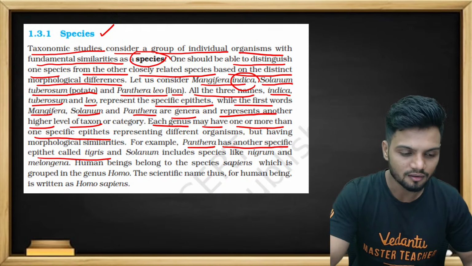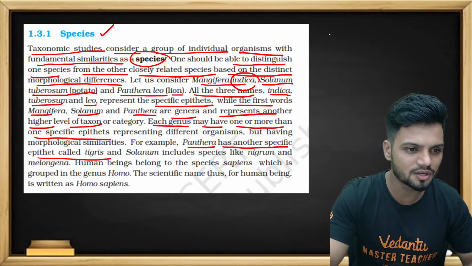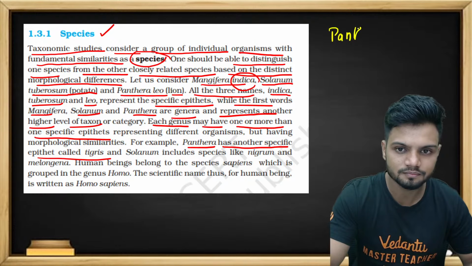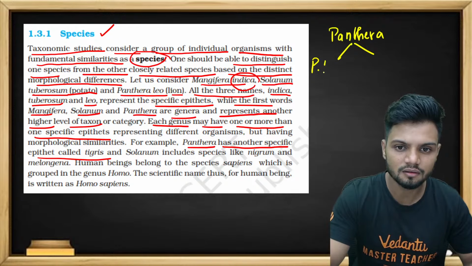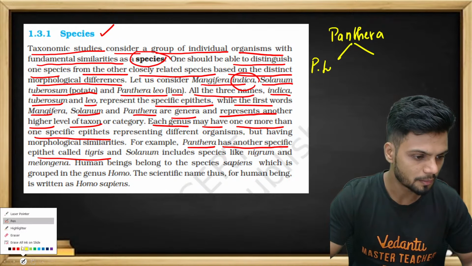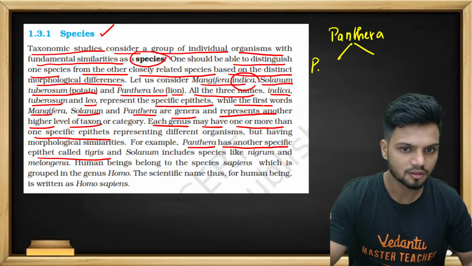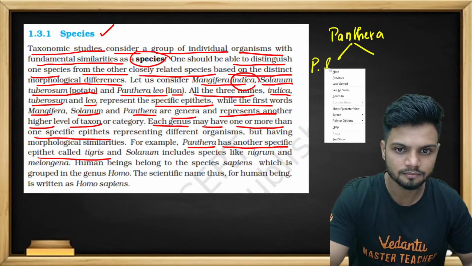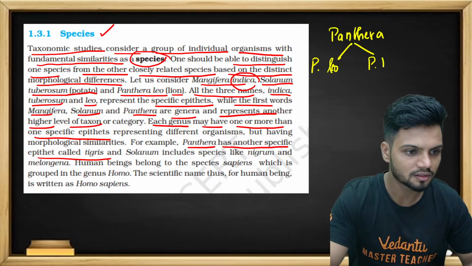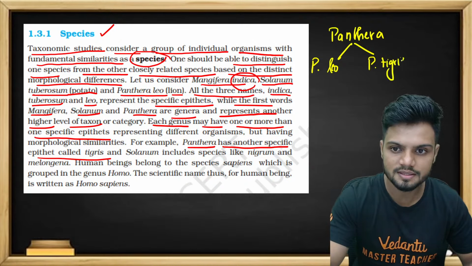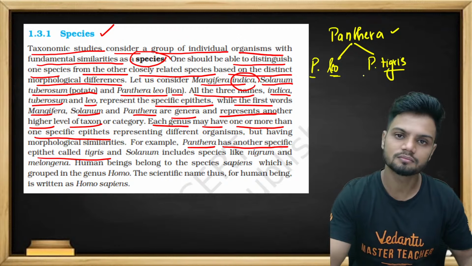So what do we have, students? Let me write here. What they are trying to tell you is, one genus can have more than one species. That's all. For example, the genus here is Panthera. This Panthera can have two species: Panthera leo and Panthera tigris. This is the genus, this is the species. So one genus can have two or multiple species.